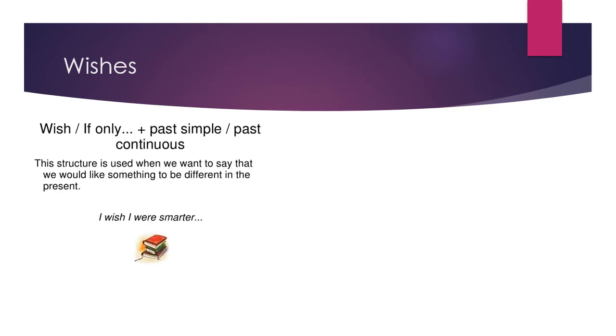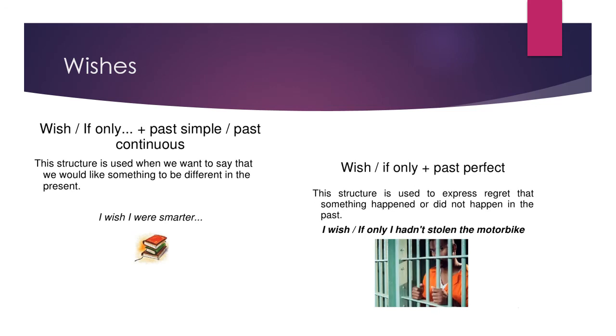Wish or if only plus past simple or past continuous. This structure is used when we want to say that we would like something to be different in the present. For example, I wish I were smarter. Wish or if only plus past perfect. This is used to express regret that something happened or didn't happen in the past. I wish or if only I hadn't stolen the motorbike.